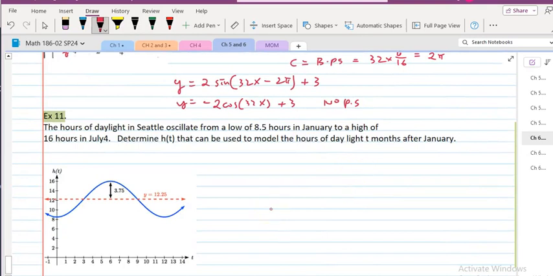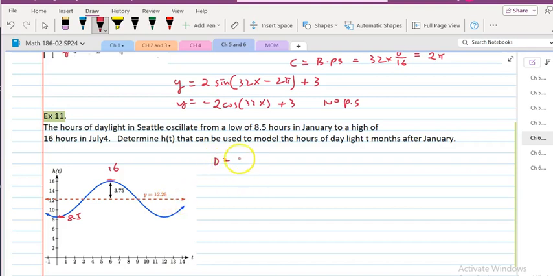Let's look at this one. So this is the hours of daylight in Seattle, which oscillate from a low of 8.5 in January to a high of 16 on July 4th. Determine each of these can be used to model the hours of light T months after January. So how do I do it? y equal to 12.25? Okay, so they tell us the midline.